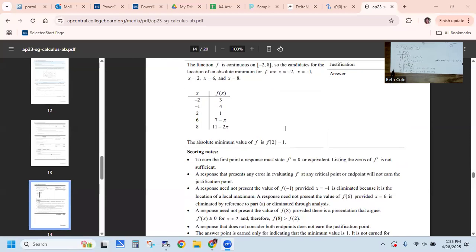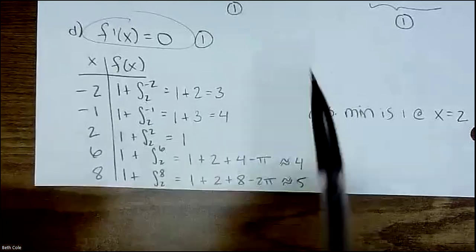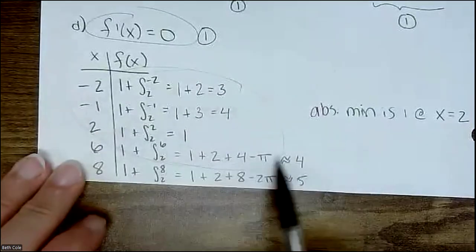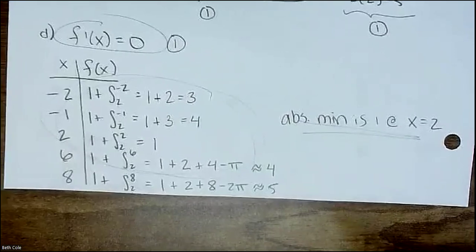It says, scoring notes. To earn the first point, a response must state f prime equals 0 or equivalent. Just listing the zeros is not sufficient. Practically through my computer. I know, right? You should retroactively earn. I feel like if you had all of these listed out in the table, you knew to set f prime equal to 0. They're mean. Anyway, the point for that, it was a point for doing this whole table and then a point for the answer. So it was worth 3.